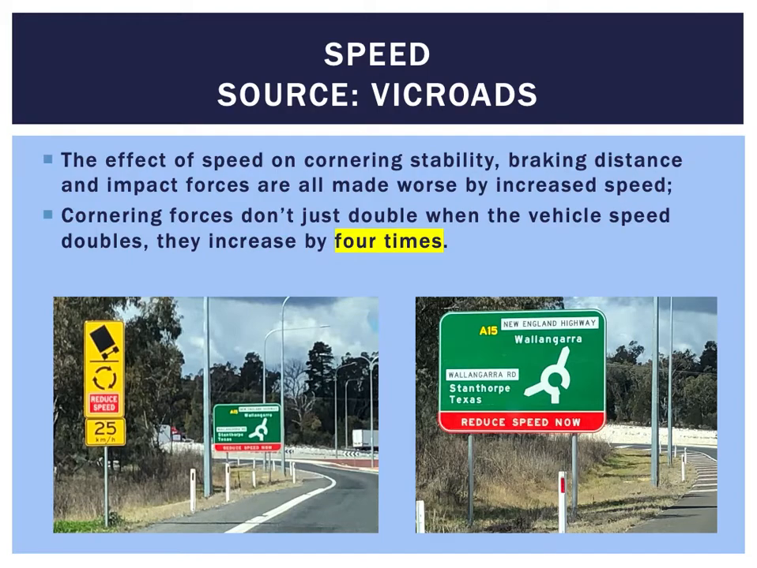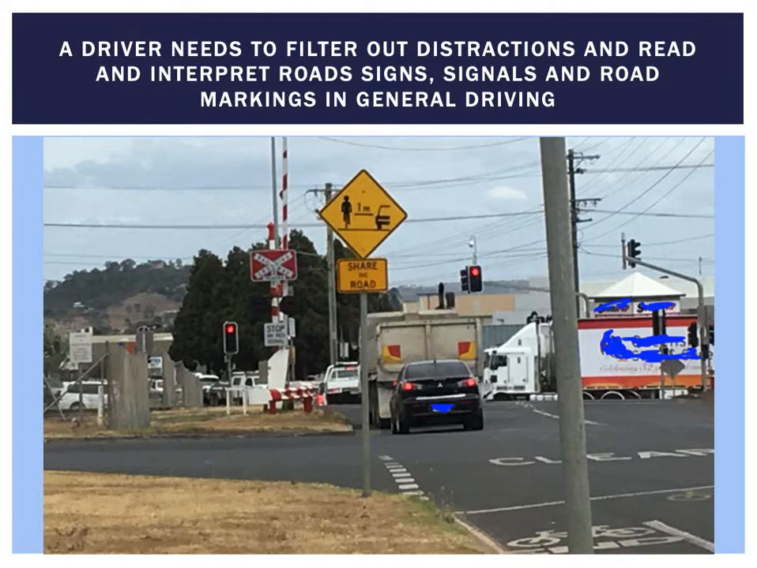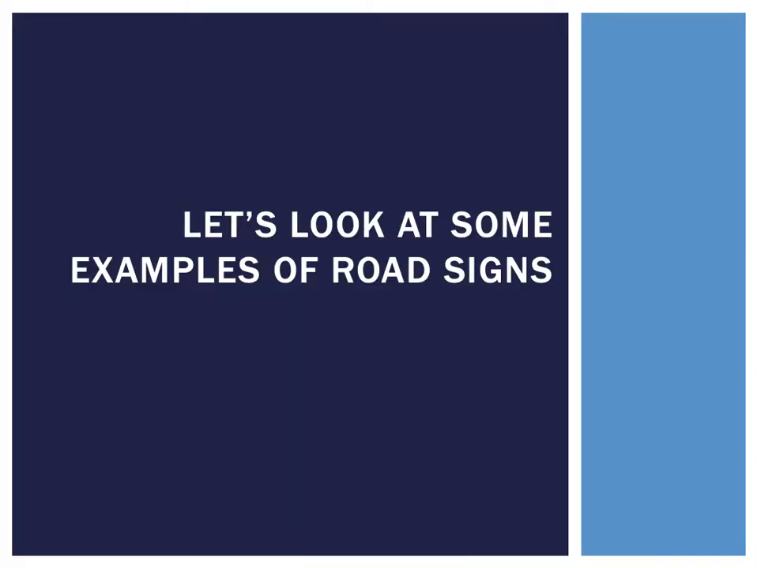The effect of speed on cornering stability, braking distance, and impact forces are all made worse by increased speed. Cornering forces don't just double when the vehicle's speed doubles, they increase by 4 times. A driver needs to filter out distractions and read and interpret road signs, signals, and road markings in general driving. Let's take a look at some examples of road signs.